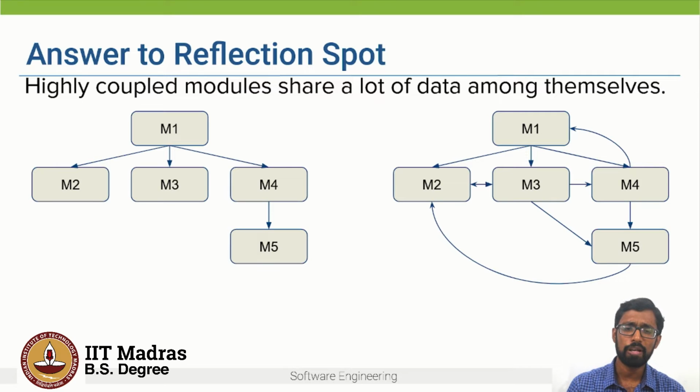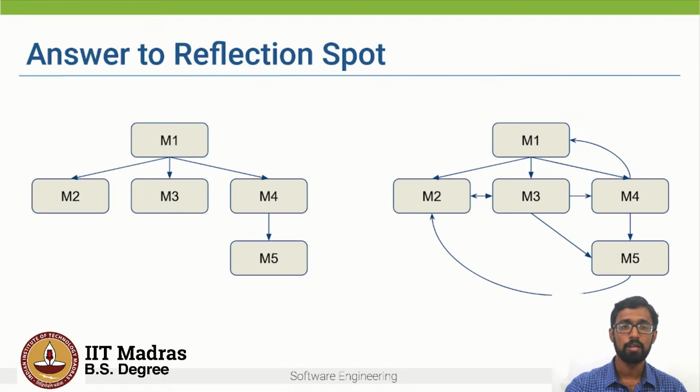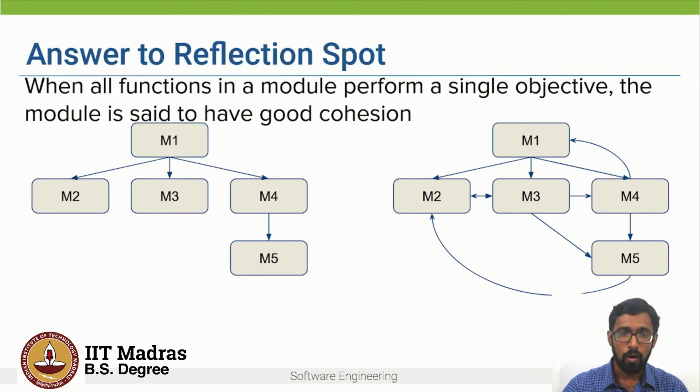Now let's reflect on why there is a lot of information sharing between modules. Why do you think that is the reason? The main reason is that the functionalities are spread across different modules rather than being grouped together into a single individual module, right? So when all the functions in a module perform a single objective, the module is said to have good cohesion.